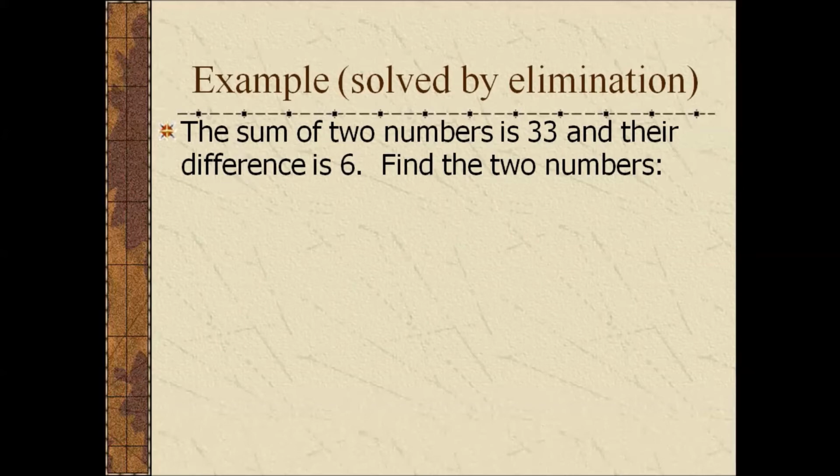And I need to look for 2 relationships between my 2 variables. Well, as I read, it says the sum of 2 numbers is 33. I can write that relationship mathematically, knowing that sum means addition, as X plus Y equals 33. As I continue to read, I get a second relationship. Their difference is 6. So I'm going to take the same 2 variables, difference means subtract. I'll write X minus Y equals 6. I have 2 variables, I have 2 equations, we're ready to solve.